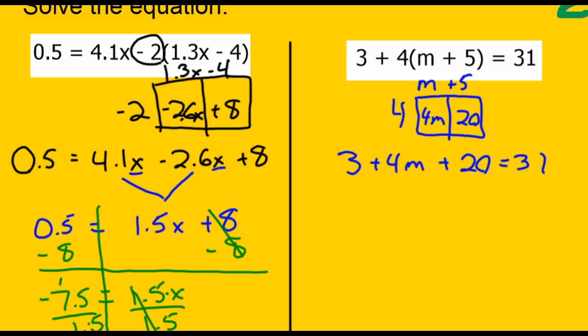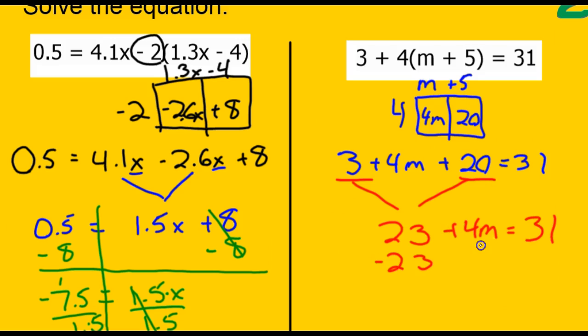Now I'm looking for like terms. Like terms don't always have to have variables. They could be numbers that don't have variables. So what I see is I have a 3 and I have a 20. I can combine those two. So 20 plus 3 gives us 23 plus 4m equals 31. So we're going to subtract 23 from both sides.